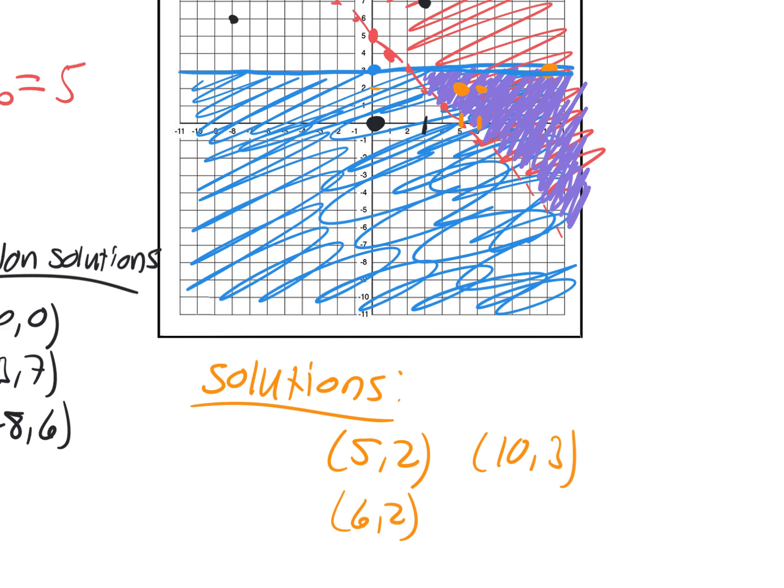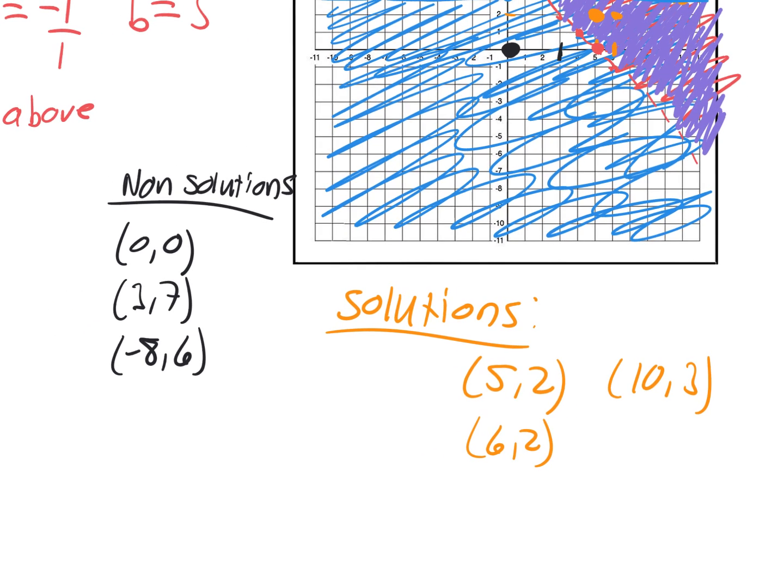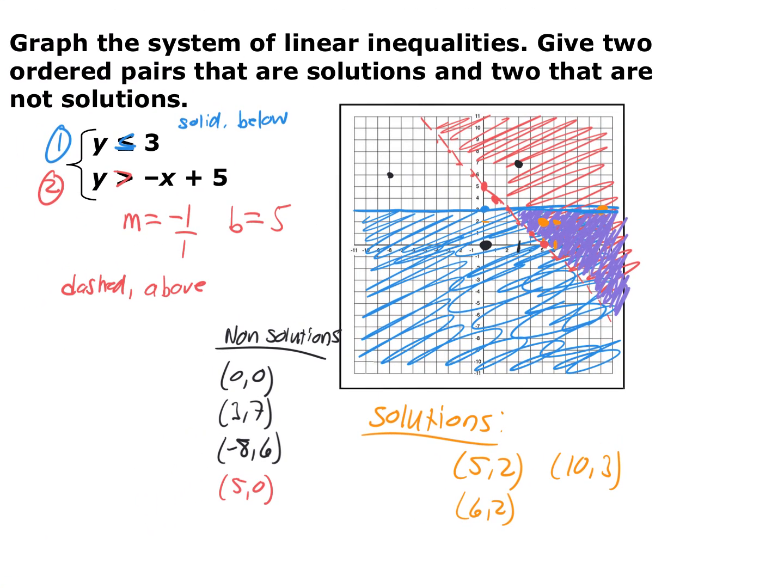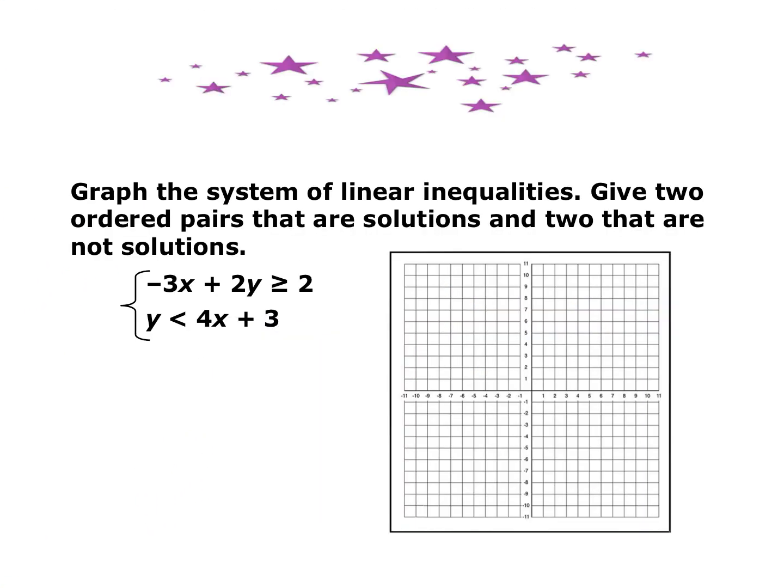So you can see right here, 5, 0 is also a non-solution because even though it's on that red line, our red line is a dashed line, meaning that any point on that line is not a solution. All right, so these are just some examples. All right, let's keep going.